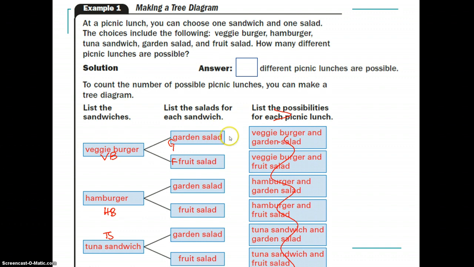You just want to count the very end of the tree diagram. 1, 2, 3, 4, 5, 6. There are 6 different picnic lunches possible. I did have to move the answer up to the top.